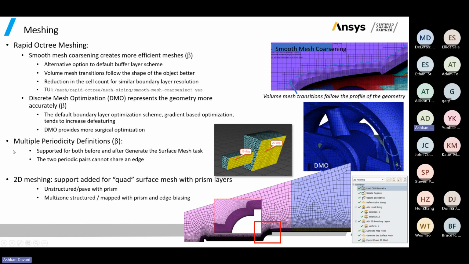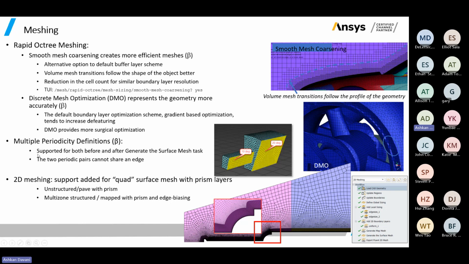There's a new feature that allows you to have multiple periodicity in a single mesh. So if you have, for example, two different parts, one with a periodicity of 10 degrees and another one, let's say 20 degrees, it allows you to have both of them in a single file, which I think is really interesting because you don't have to have different meshes and different simulations. You can have everything at once.